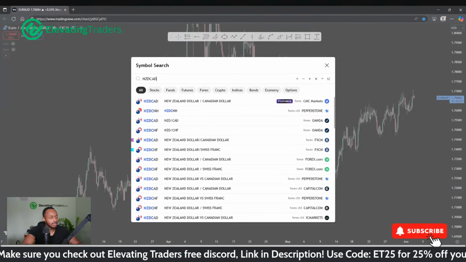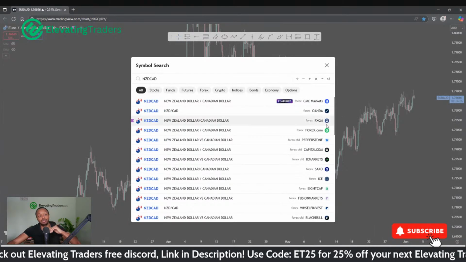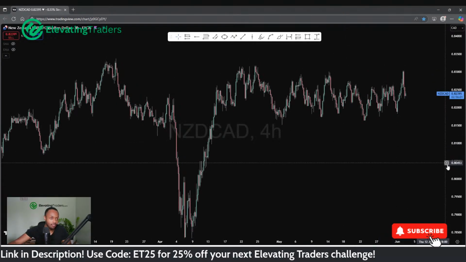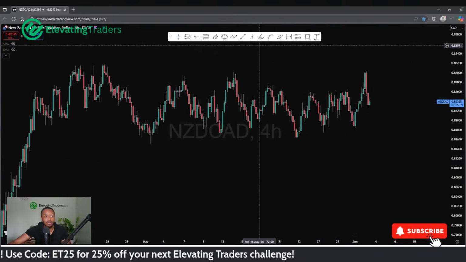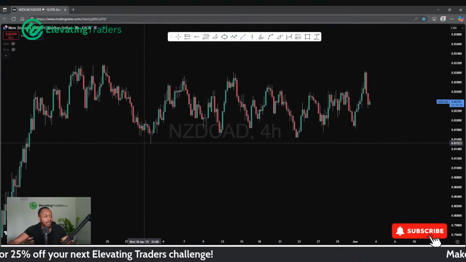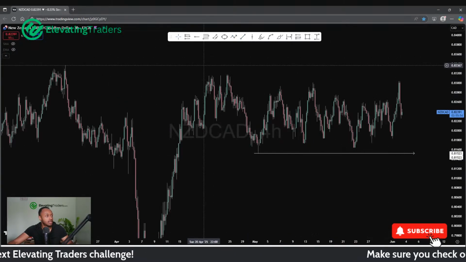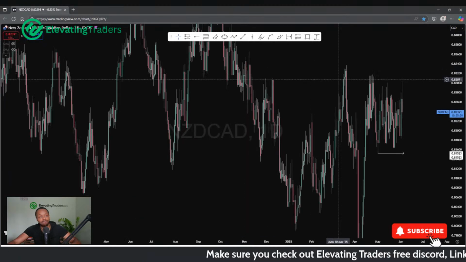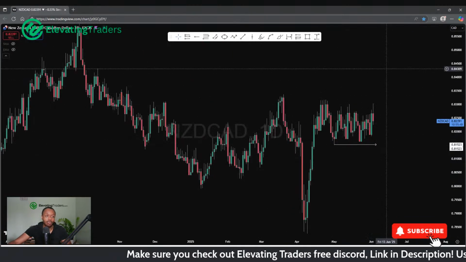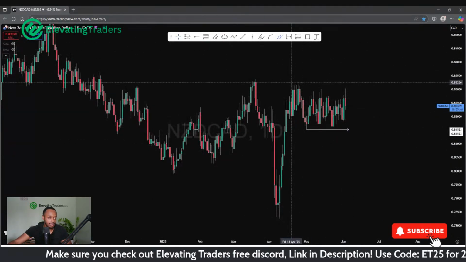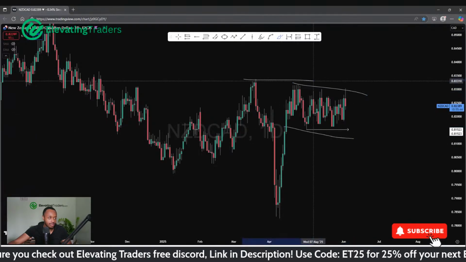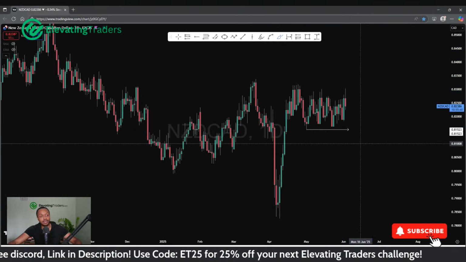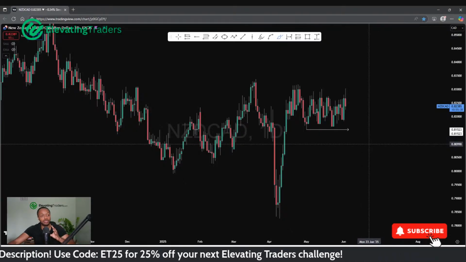New Zealand CAD, I'm not too sure about this one. I still like the longs. I still think price is likely to see more upside, but I feel like price might not be doing what I wanted in terms of getting to my level to find some entries. I'm still very much bullish on New Zealand CAD. I'm still looking at this as a big pullback for price to go and take out the highs and continue a lot further. So my expectation is very, very bullish for New Zealand CAD.